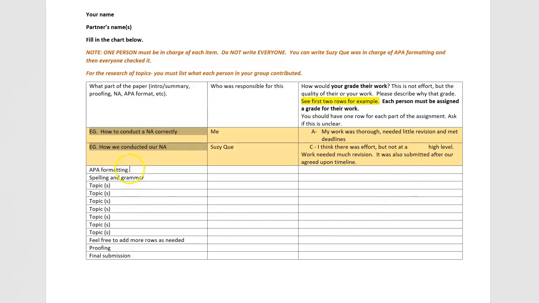What is related to this paper is APA formatting, spelling and grammar, all the topics, and if you need more rows, feel free to post them. Also, who is responsible for the final proofing, and who is responsible to submit. So you will do this for everyone in your group, but it will be on one page, because who is responsible for this will be listed in the center, and scores that you would give them will be listed on the right. Again, if you have questions, just make sure you ask.